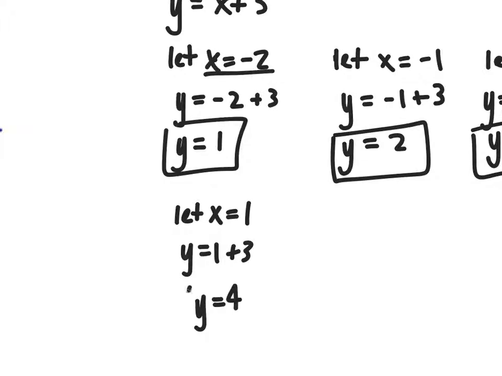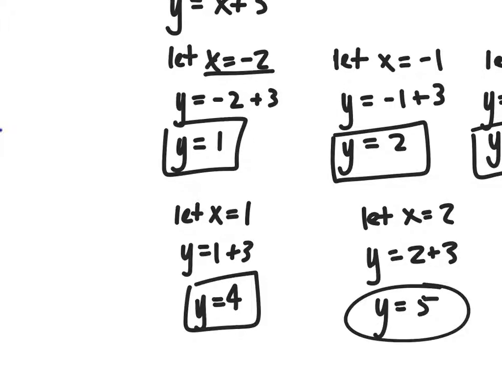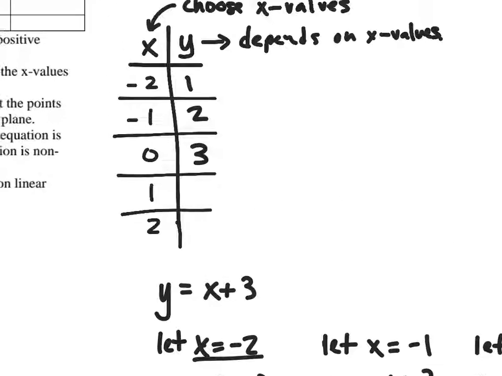Okay, and then if the pattern continues, if I plug in 2, we should get 5. So let's let x equal 2. And we do y is equal to 2 plus 3, so we get that y is equal to 5. Nailed it. All right, so why are we doing this? When I plug those in, this is 4, this is 5.